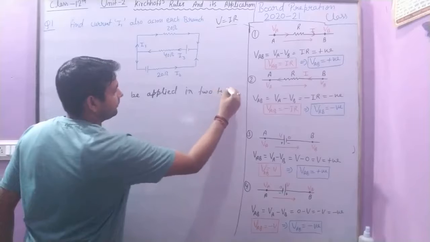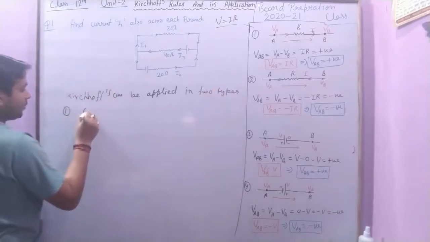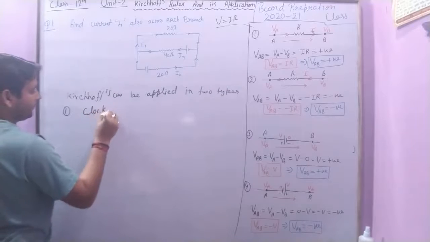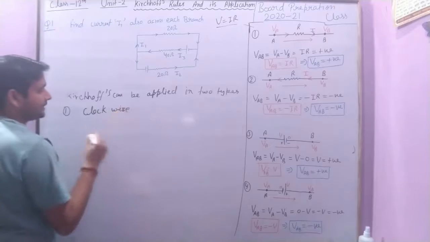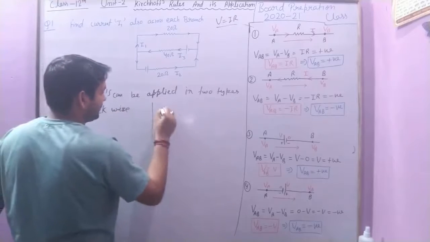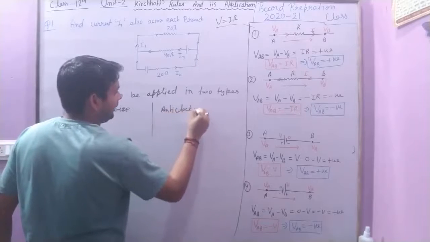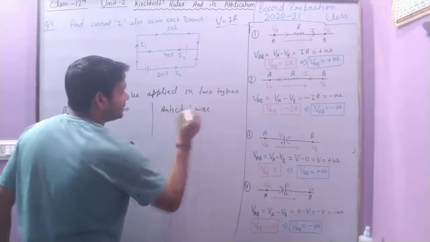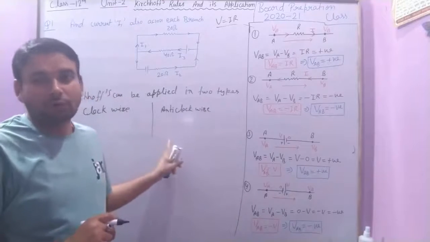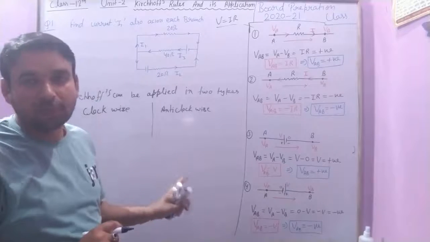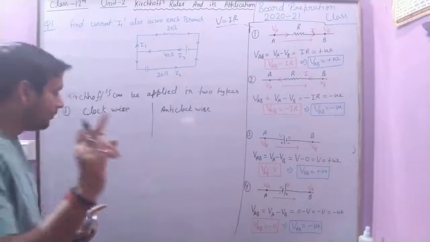Okay, the first type is clockwise, and the second is anticlockwise. Now I will tell you that whatever the direction of motion in your loop, the result is exactly the same, but you need to count by the method.